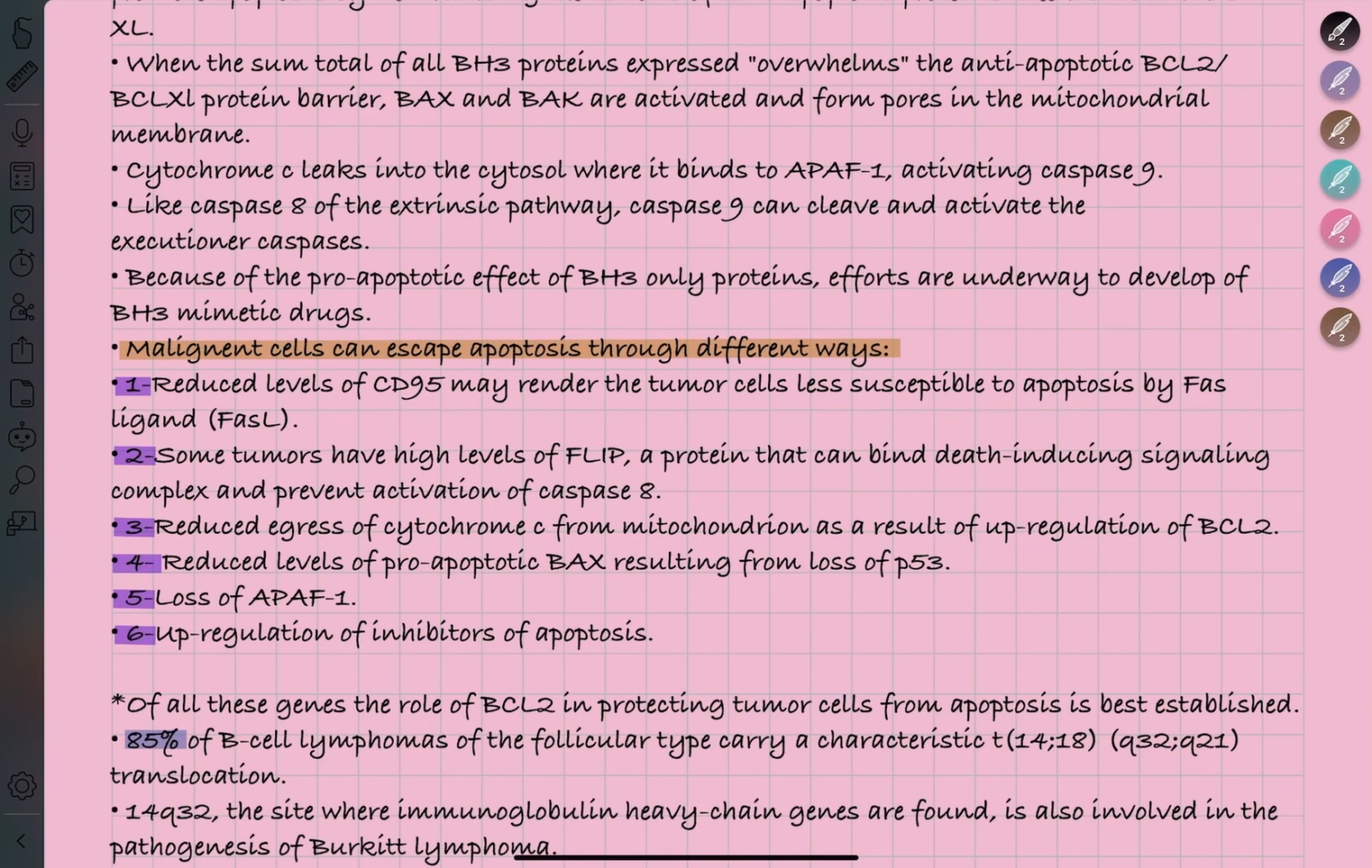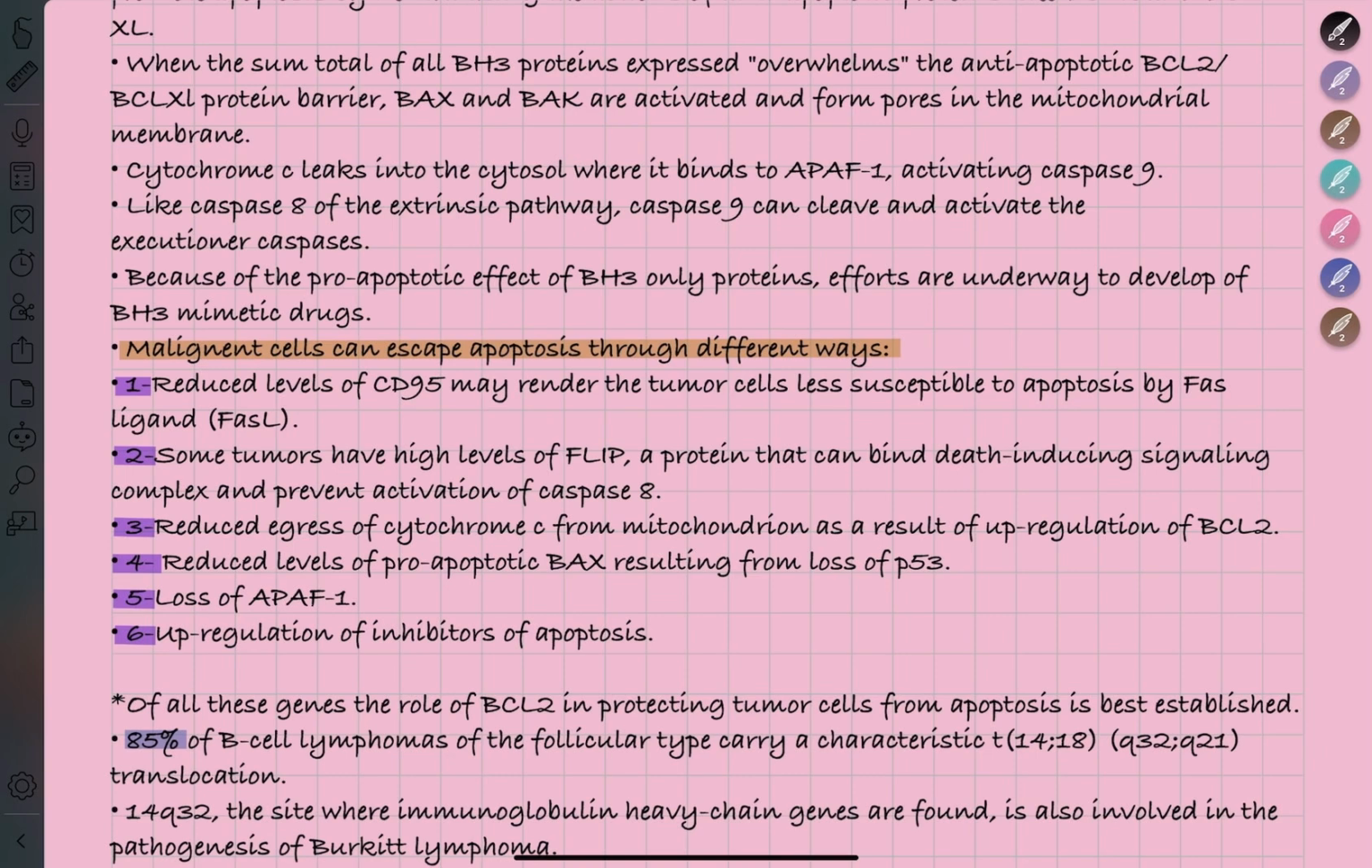Anyways, how can malignant cells escape apoptosis? Evasion. Reduced levels of CD95, the same receptor, which is the FAS receptor. So basically, the tumor cell will be rendered less susceptible to apoptosis by FAS ligand, which is FAS-L. Okay?